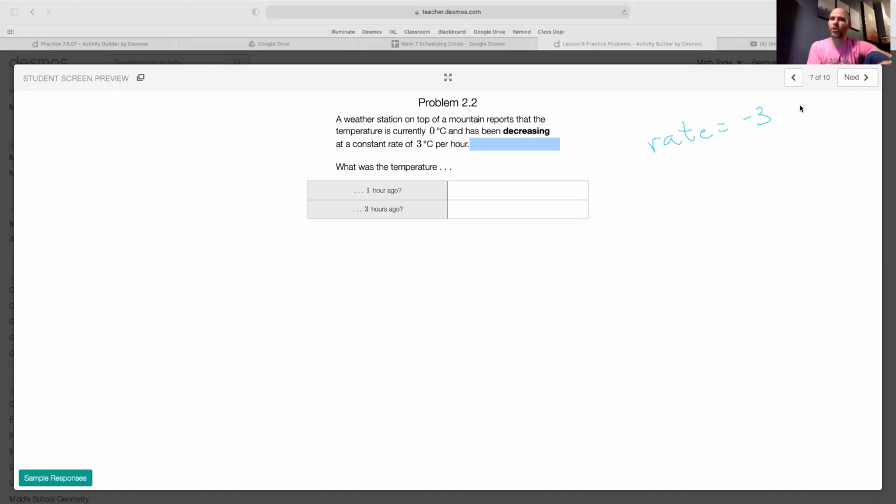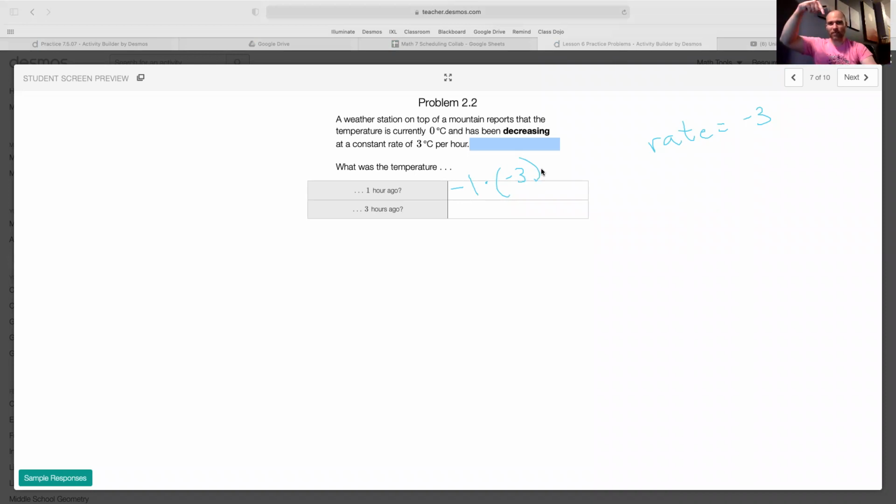Well, what was the temperature an hour ago? What was the temperature 3 hours ago? Well, the past time can be represented with negative numbers. It's like we're trying to subtract an hour from the current time to go back 1 hour in time. And so we're going to multiply -1 times -3, because the negative in the -1 is going to sort of reverse our rate for us, right?